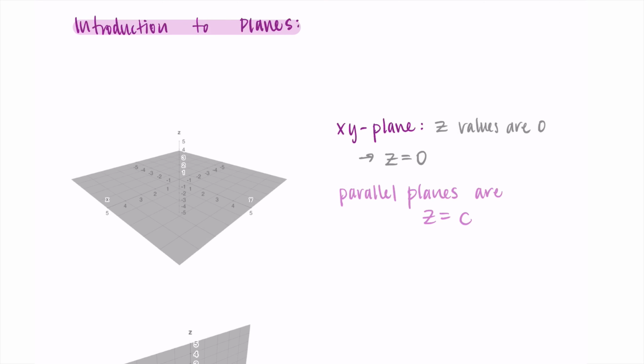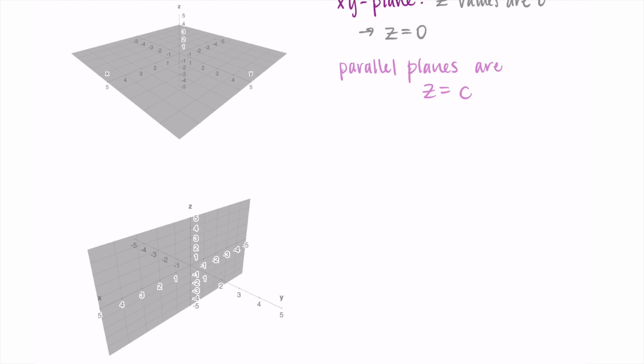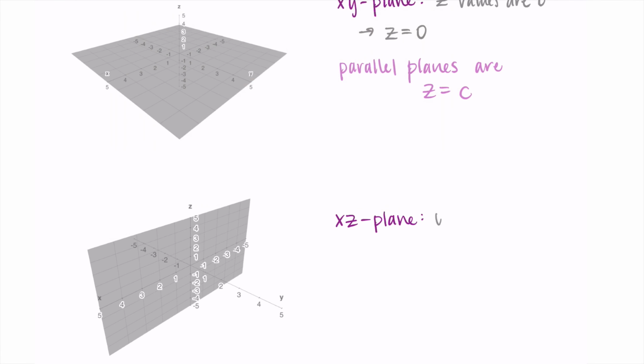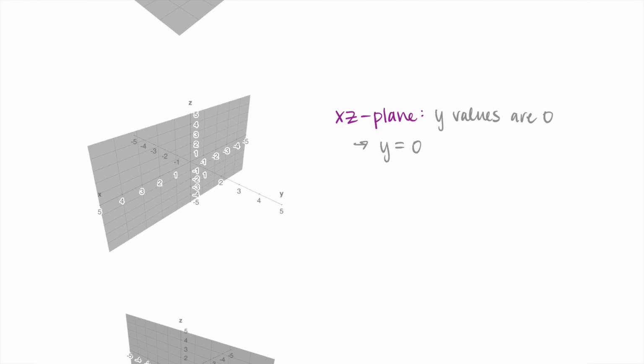Okay, so just to get us used to this process, I'm going to repeat it for the other types of planes. So next we have the xz plane. If we are in the xz plane, all of the y values are 0. So any point on this plane has a y value of 0. And this means that the equation for this plane is y equals 0. That's its defining feature, that all the points have a 0 y value.